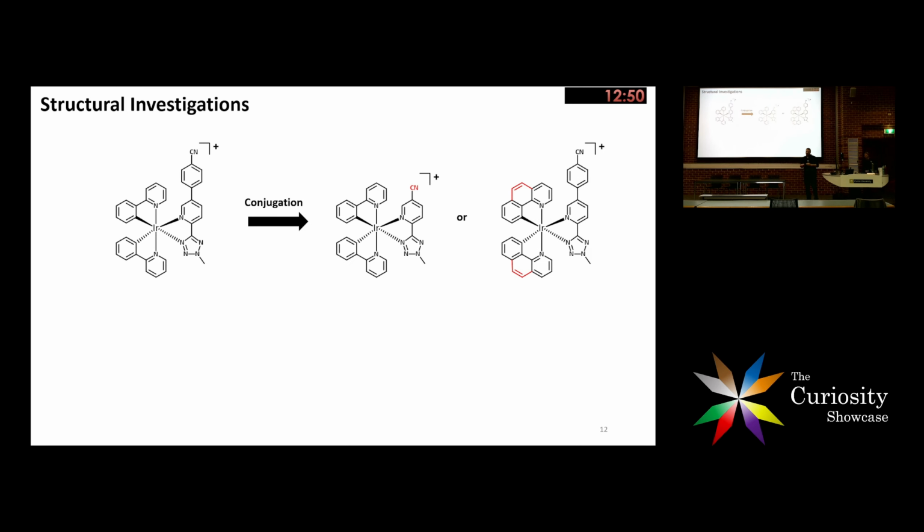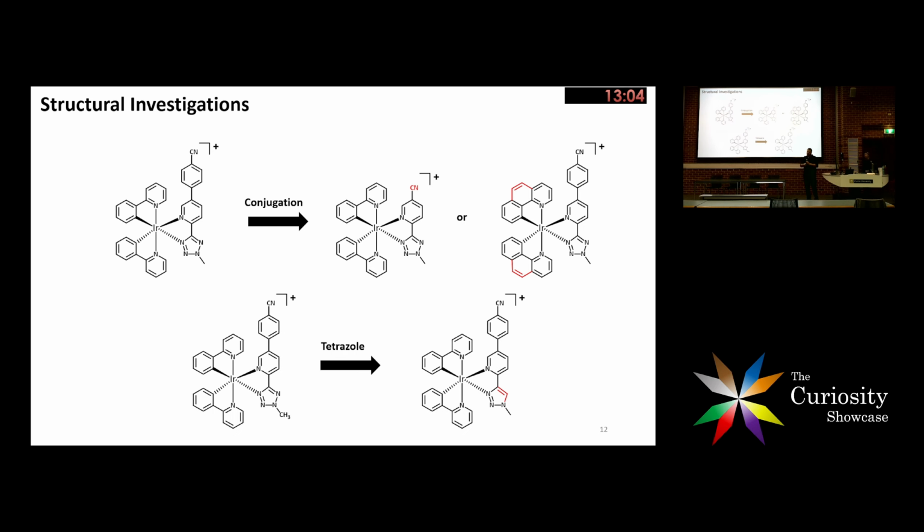I want to explore the effect of conjugation. So I can do this by altering either the cyclometalating ligand or the ancillary ligand. So I can either increase or decrease the conjugation of either of them. Another thing I want to explore is the effect of the tetrazole, the four-membered heterocycle. Does it need to be a tetrazole, or can I substitute it for other azoles, for example, a triazole, as I've shown there? This would be particularly interesting because that opens up a whole range of things that I can explore.